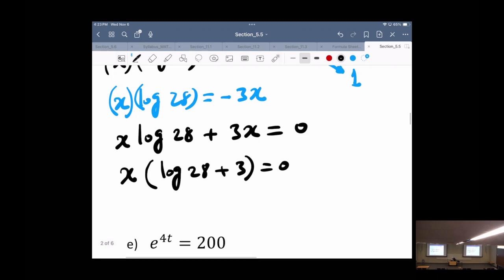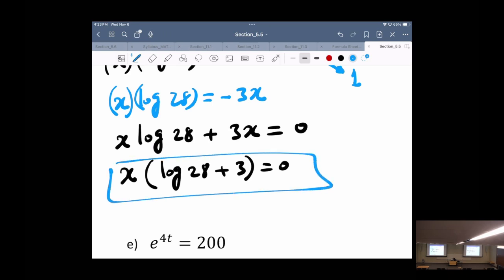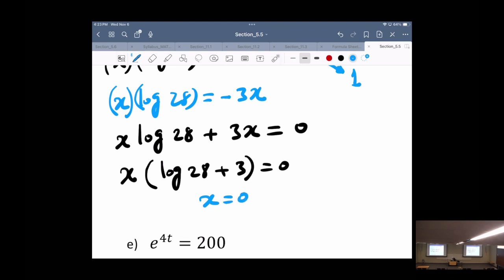Now, this piece is not going to be 0, right? You can actually calculate that. Use your calculator. Calculate log of 28 plus 3. It's some non-zero value times x, right? So the only way this equation can be true is if x is equal to 0. Okay.